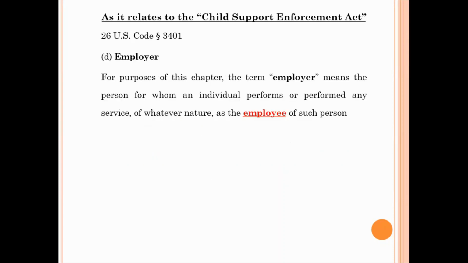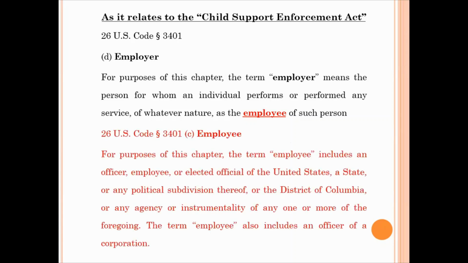Okay, so we're making our way over to 26 U.S. Code 3401D, employer. For purposes of this chapter, the term employer means the person for whom an individual performs or performed any service of whatever nature as the employee of such person. The employee that they're referring to is 26 U.S. Code 3401C. We've already spoken about this in part 2.